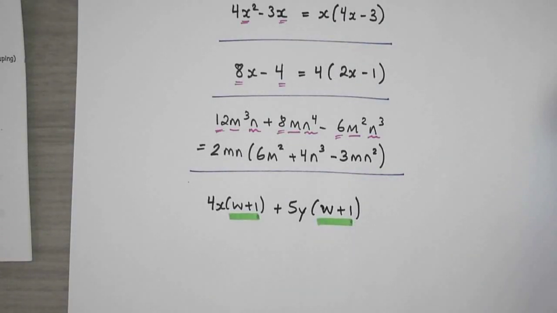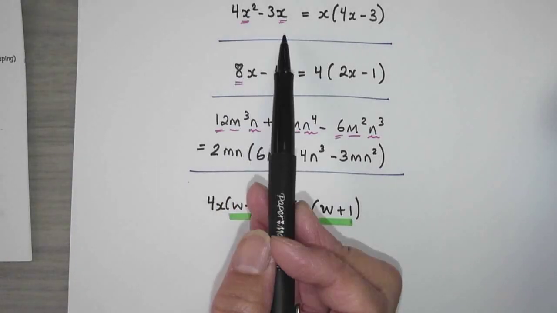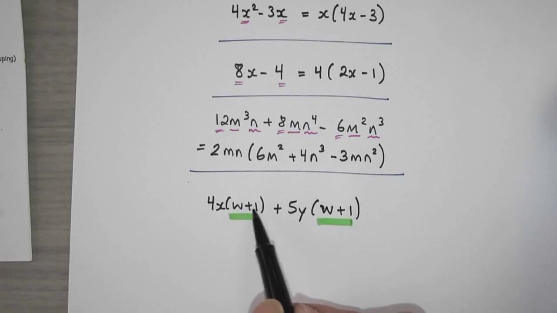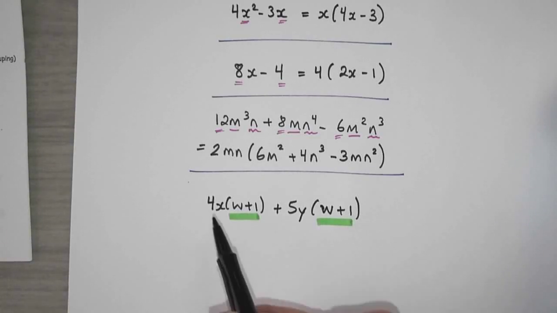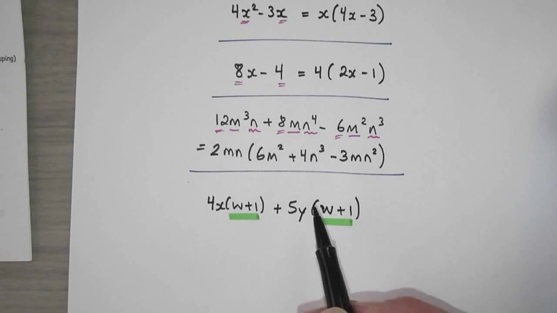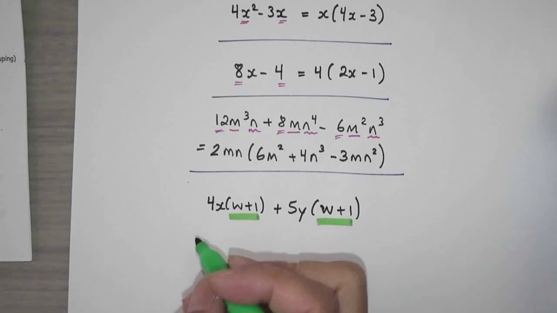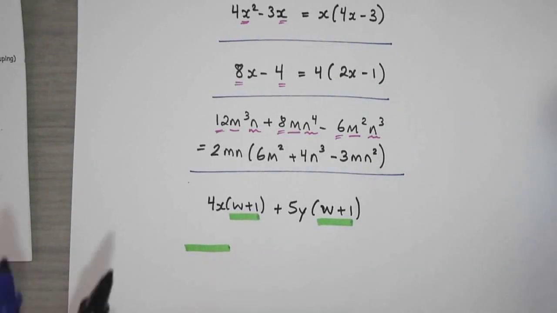So it can be, like I showed up here, a variable, a number and a variable, or a factor like this, which is a binomial factor. It can be a trinomial factor. So as long as it's multiplication, you can factor it out. It's a common factor for both of these terms here. So I'm going to take that w plus 1 out. Okay, I'm going to write that down here.